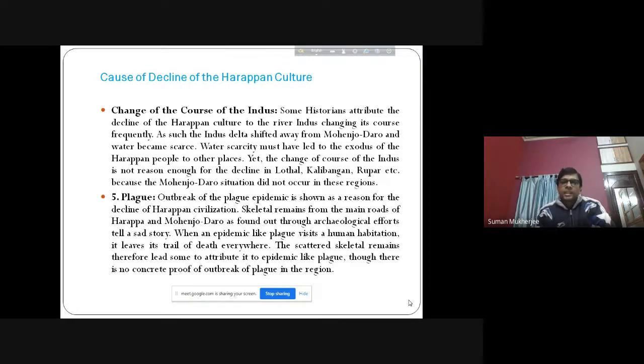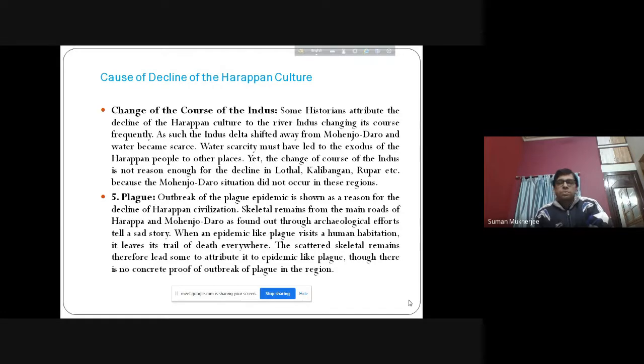An outbreak of plague epidemic is shown as the reason for the decline of Harappan civilization, and skeletal remains from the main roads of Harappa and Mohenjo-daro, as found out through archaeological efforts, tell a sad story. And when an epidemic like plague visits a human habitation, it leaves a trail of death everywhere. And the scattered skeletal remains therefore led some to attribute it to an epidemic like plague, though there is no concrete proof of outbreak of plague in the region.